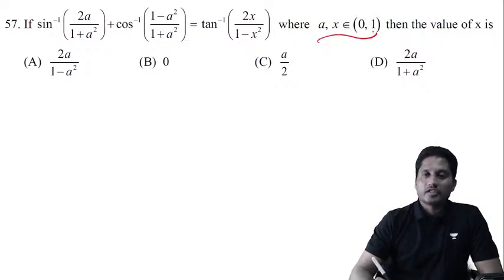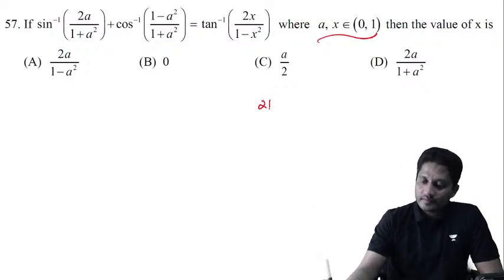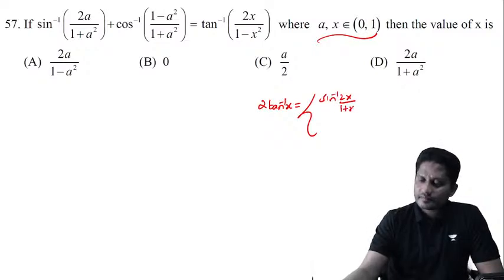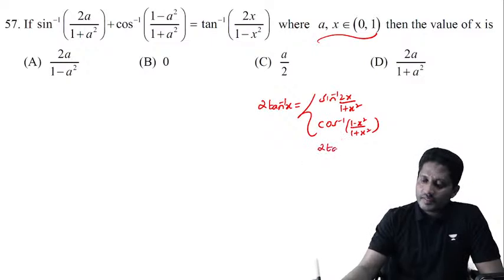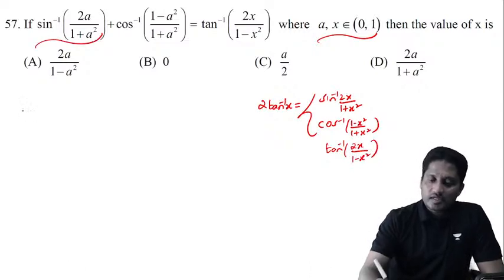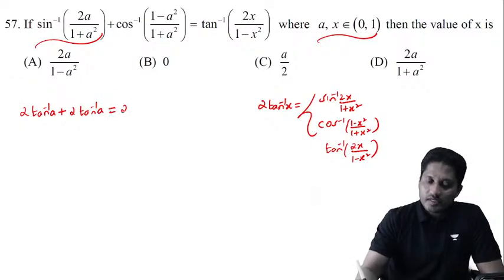A belongs to 0 and 1, right? So if it belongs to the domain, 2 tan inverse of x, the sine inverse of 2x by 1 plus x square, cos inverse of 1 minus x square by 1 plus x square. This is 2 tan inverse of x, tan inverse of 2x by 1 minus x square. This is 2 tan inverse of A plus 2 tan inverse of A is equal to 2 tan inverse of x.